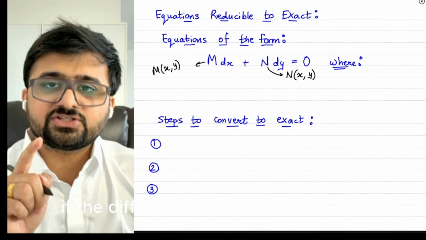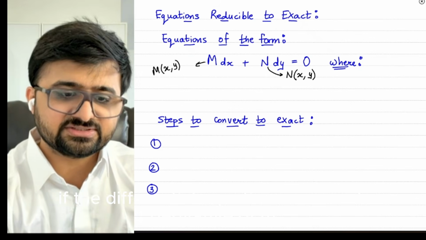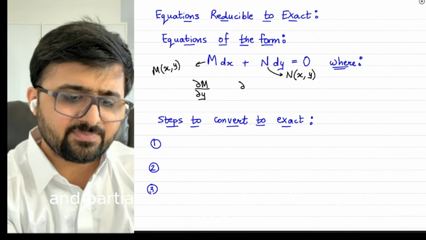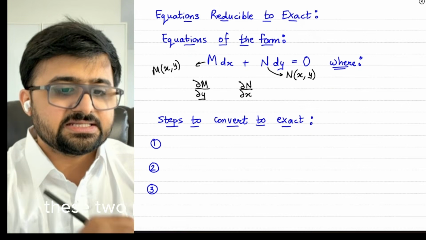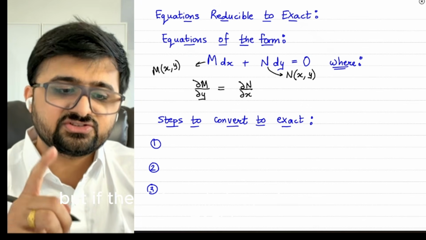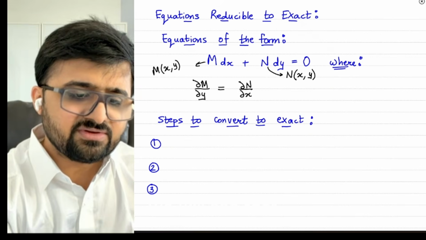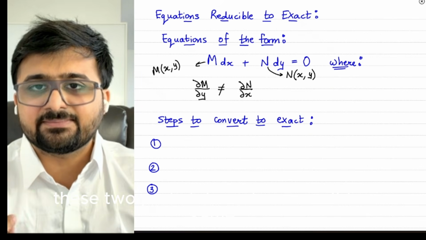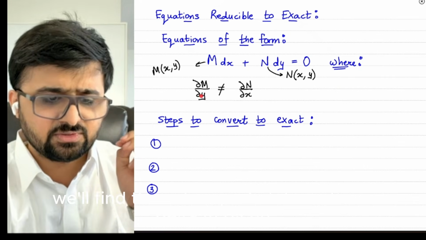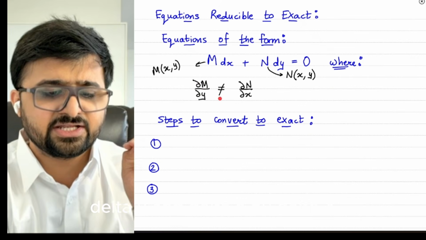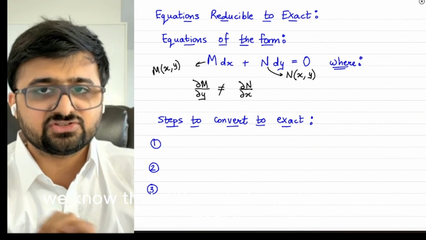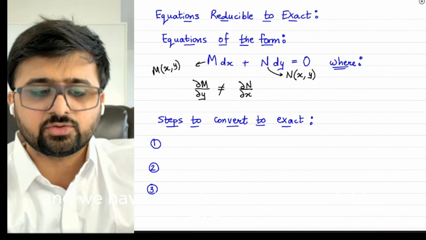If the differential equation was exact, the partial derivative of M with respect to y and the partial derivative of N with respect to x would have come out to be equal. But if the differential equation is non-exact, which is what we are looking at right now, these two partial derivatives won't be the same. So the first thing we'll do is find those two partial derivatives, just like we did in exact: delta M by delta y and delta N by delta x. If they come out to be non-equal, we know the differential equation is non-exact and we have to convert it to exact.